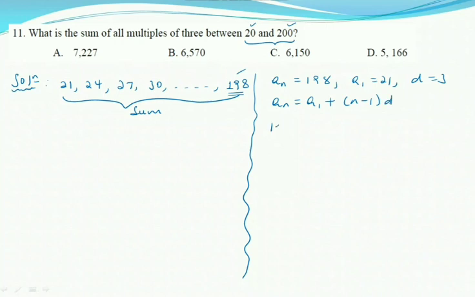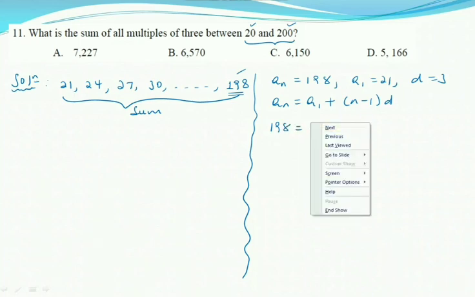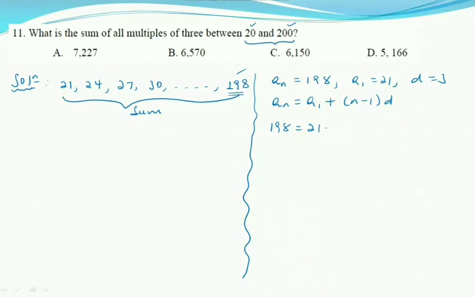So a_n is 198. The first term is 21 plus (n minus 1) times the common difference, which is 3. So 198 minus 21 is equal to 3n minus 3. This becomes 177 is equal to 3n minus 3.